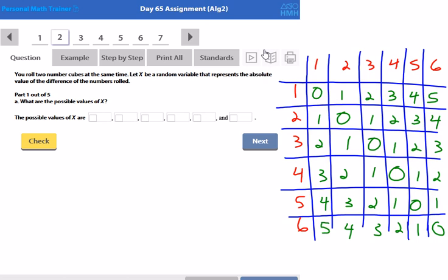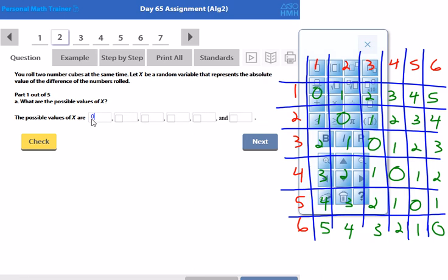So, what are the possible values? Well, the only numbers that we see in green are 0, 1, 2, 3, 4, and 5.